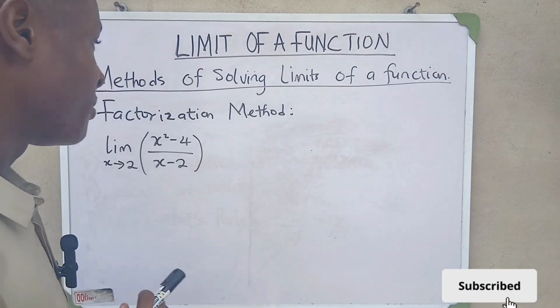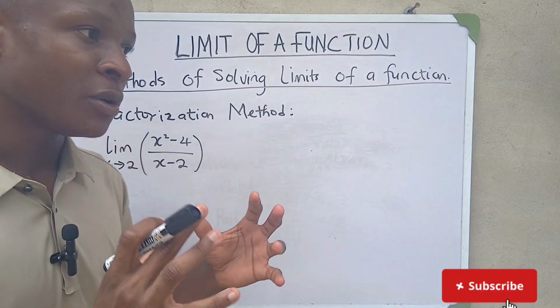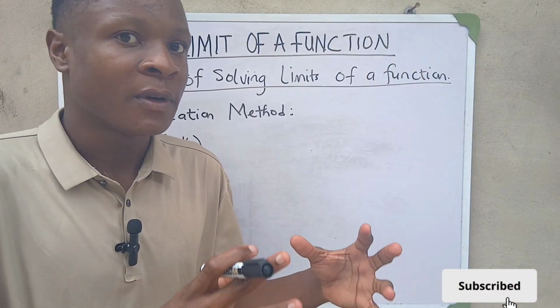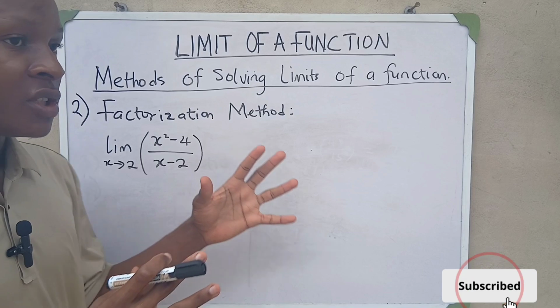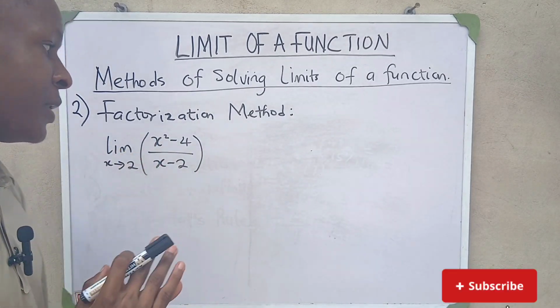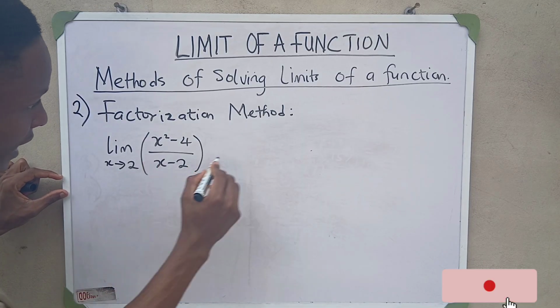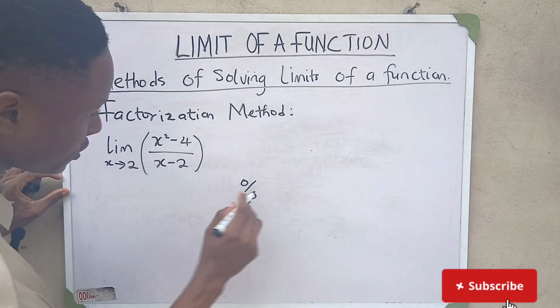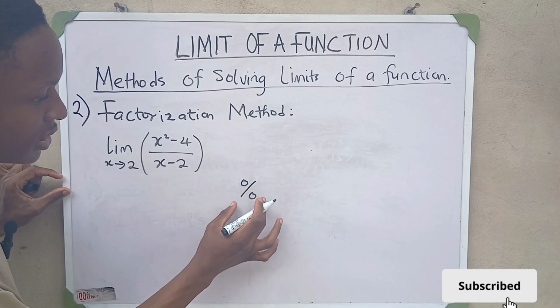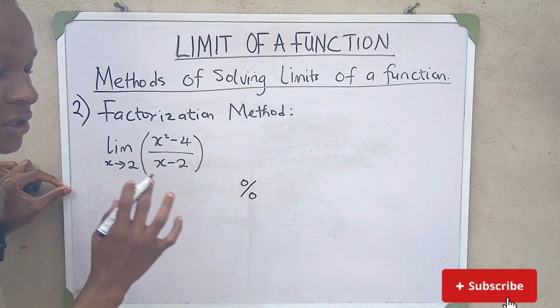We have the second method. This is factorization method. Now we use factorization method for specific kind of questions. It's not all questions that we use factorization method. So when do we use factorization method? When we substitute the value of x and we get 0 over 0. That means the numerator is 0 and the denominator is 0. So in a case where we have this, we are going to use factorization method.